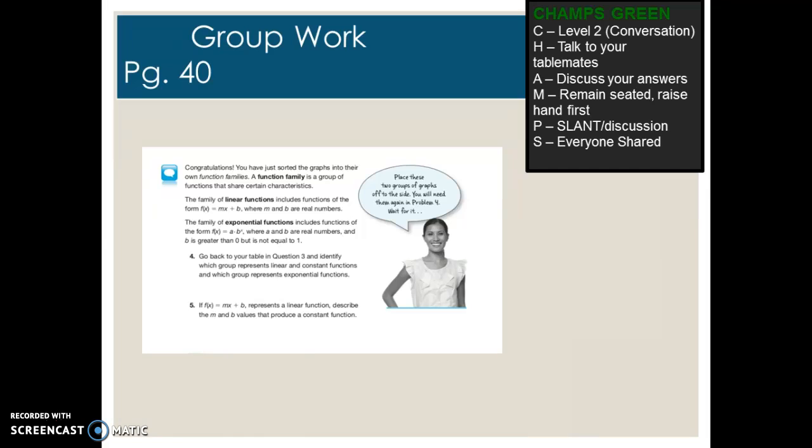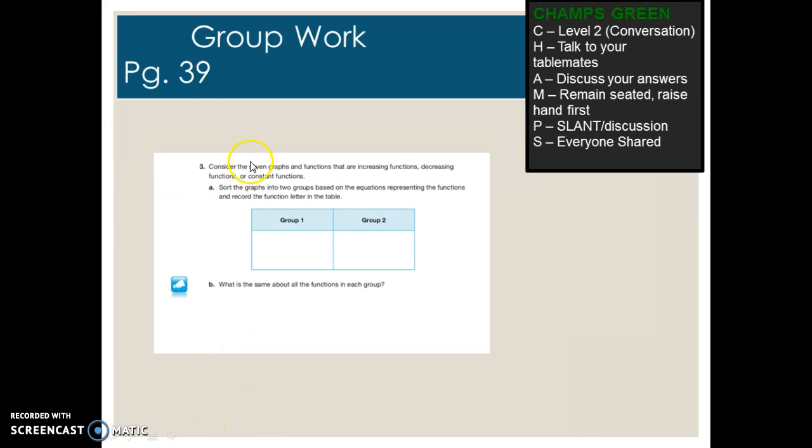Now, your homework is to take those 7 graphs and functions. They're made up of various things. Some are increasing, decreasing, or constant, or a combination. You're going to figure out what 2 groups, okay? You're going to sort them in 2 groups based on the equation representing the function.